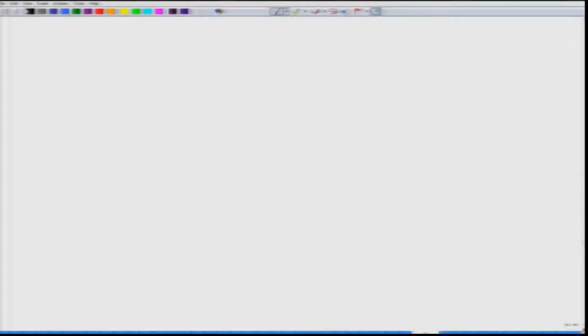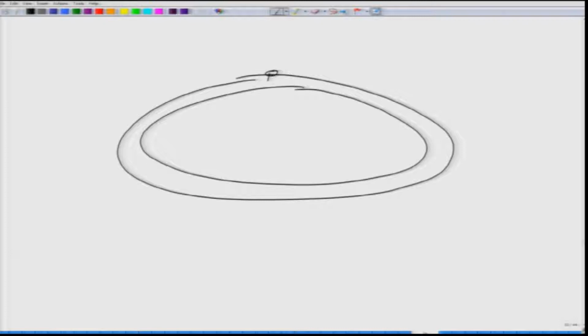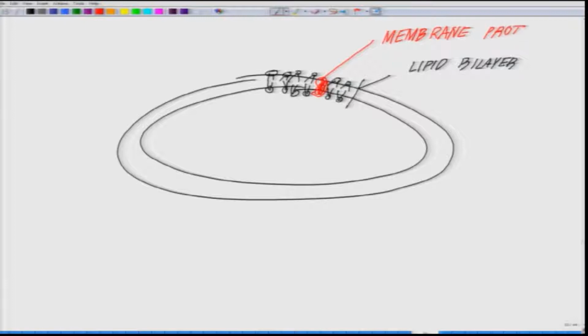Now if you look at a cell, this is our cell. It has a membrane, and this membrane is made up of nothing but lipids, a lipid bilayer. And within the lipid bilayer, you have a series of proteins sitting there. So this is your lipid bilayer. These are the membrane proteins, which are embedded in these structures.